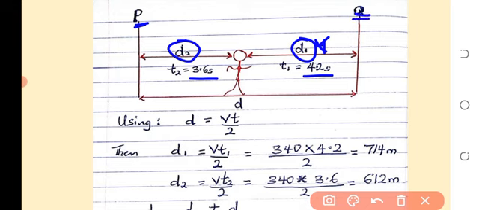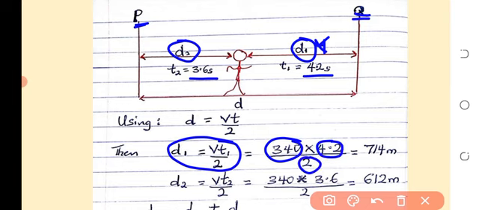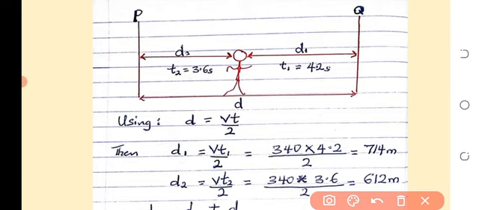Substituting all this into the equation, this is our speed, this is the time, divided by 2, and this will give us 714 meters. That is, the distance between the man and cliff Q will be equal to 714 meters according to this formula. Similarly, the distance between the man and cliff P, which is D2, with a time of 3.6 seconds, gives us a distance of 612. So D2 equals 612 meters.